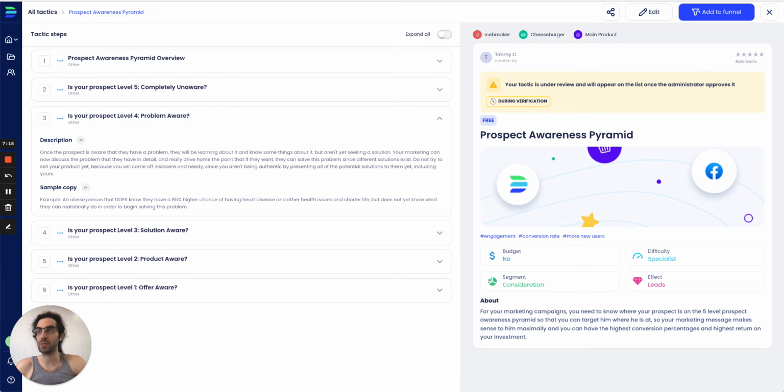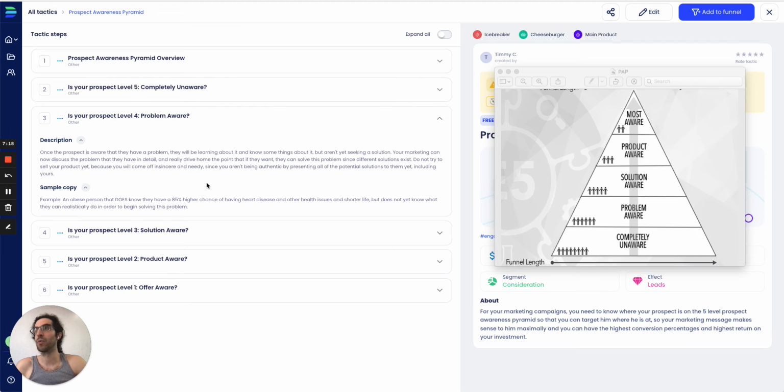Okay, is your prospect level 4, problem aware? Once your prospect is aware that they have a problem, they will be learning about it and know some things about it, but aren't yet seeking a solution. So your marketing can now discuss the problem in detail and really drive home the point that if they want to, they can solve this problem since different solutions exist. Now, we're not selling the product yet because you will come off insincere and needy if you just start with, buy my thing. You're skipping blocks here, since you aren't being authentic by presenting all of the potential solutions to them, including yours.